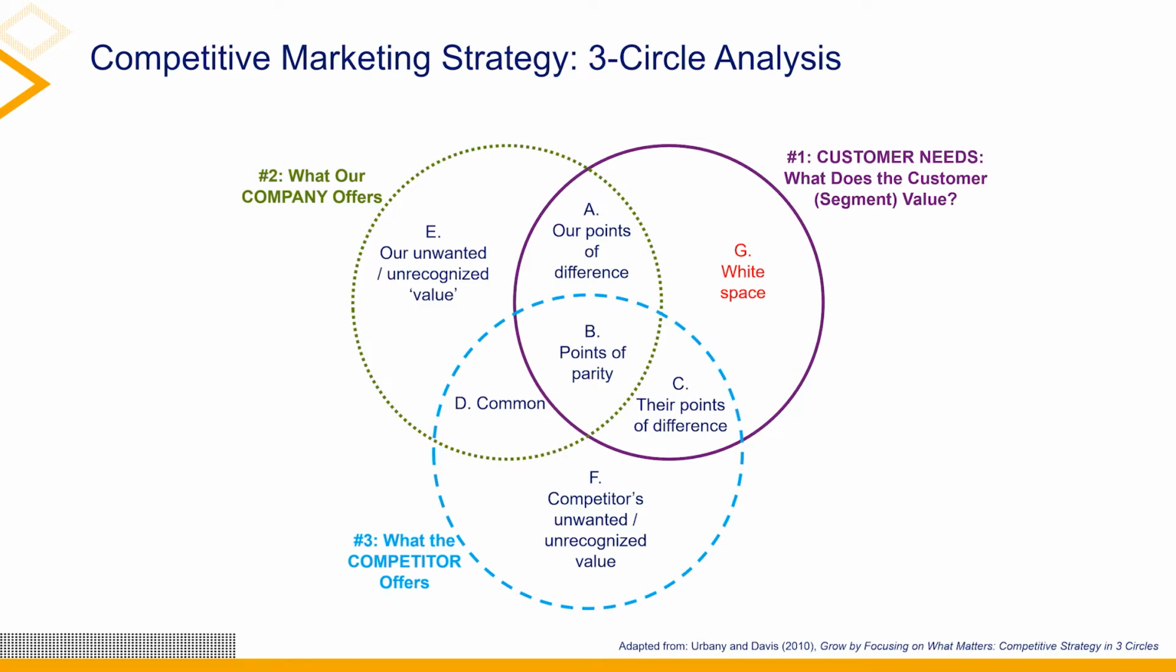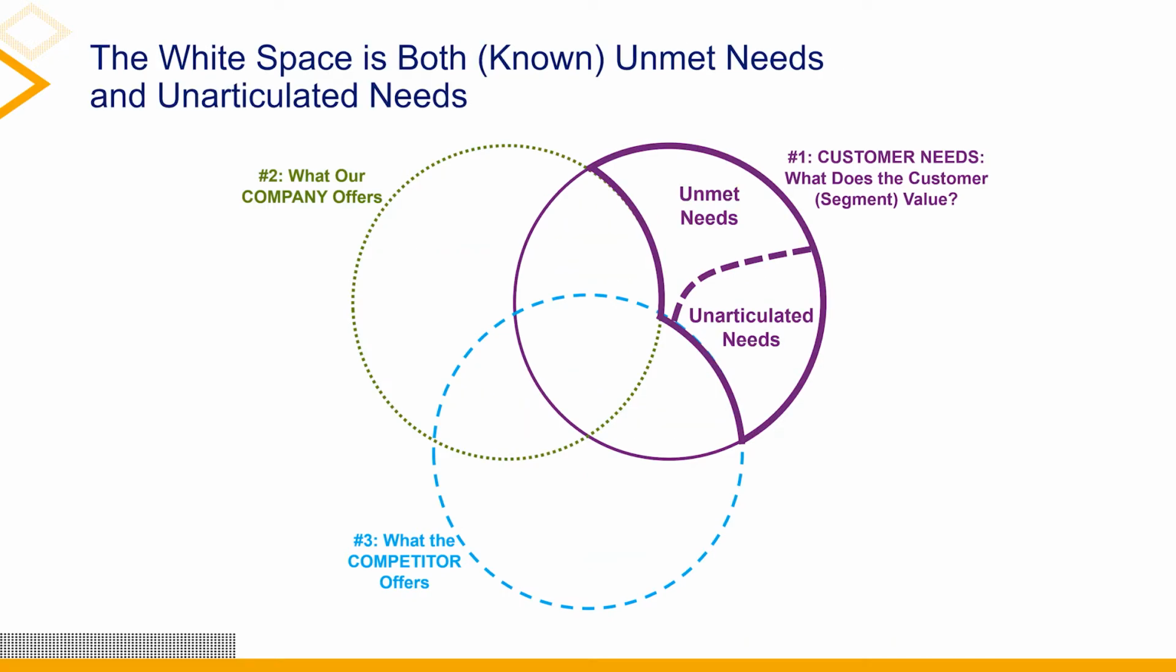Finally, Area G is the white space, customer needs not being met by you or by the competitor. The white space consists of two types of needs. Unmet needs that are known are unmet for reasons that include your ability to satisfy them profitably. Unarticulated needs are needs customers do not readily mention or coherently express. It can be difficult to find anything that goes in the white space.